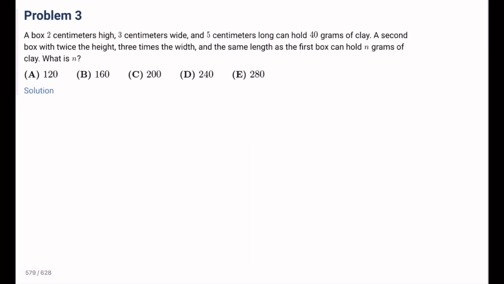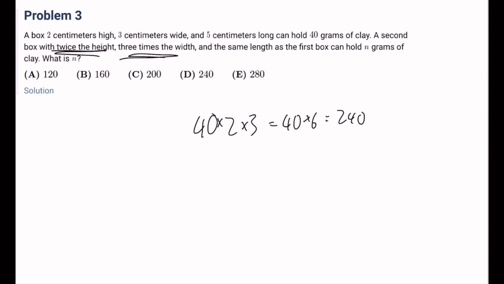Number 3. A box 2 centimeters high, 3 centimeters wide, and 5 centimeters long can hold 40 grams of clay. A second box with twice the height, 3 times the width, and the same length as the first box can hold n grams of clay. What is n? Okay, so the first one can hold 40 grams of clay, but the second box has twice the height, so times 2, and 3 times the width, times 3, and this will be our new volume. So this is going to be 40 times 6, which is 240. So this is the answer, it's D.